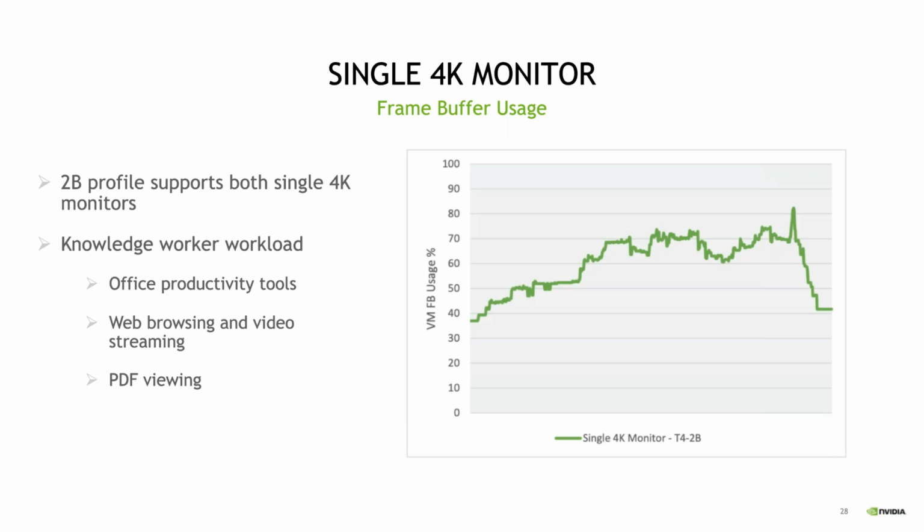Now, looking at single 4K monitor results, since we already know that it's taxing on the frame buffer, we started off running with a 2B profile, and you can see that the VM frame buffer utilization is pretty average, right? So it's really in the sweet spot. So if you're running a 4K monitor, we would recommend going with a 2B profile.